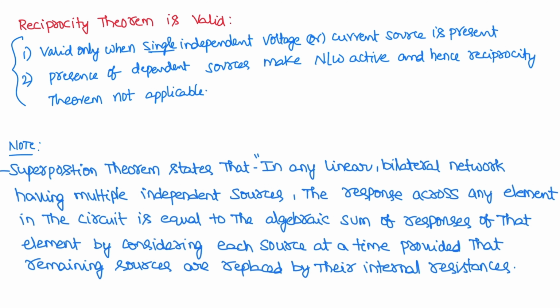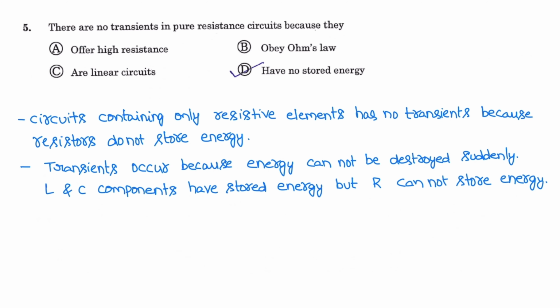Next question. There are no transients in pure resistance circuits because circuits containing only resistive elements have no transients. Resistors don't store any energy. Transients occur because energy cannot be destroyed suddenly. L and C components have stored energy, whereas a resistor cannot store energy. So the reason is there is no energy storage in the resistor, hence there are no transients in pure resistive circuits.